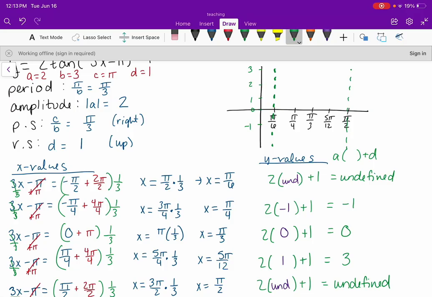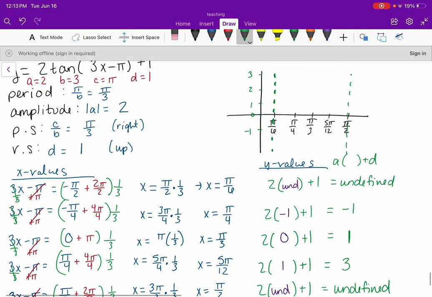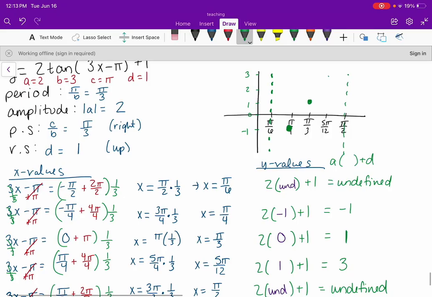Oh, sorry. I see a mistake that I made. You might have already noticed it. This should be a 1 right here. I don't know what I was thinking. Pi over 4, negative 1. Pi over 3, I get 1. 5 pi over 12, I get 3.